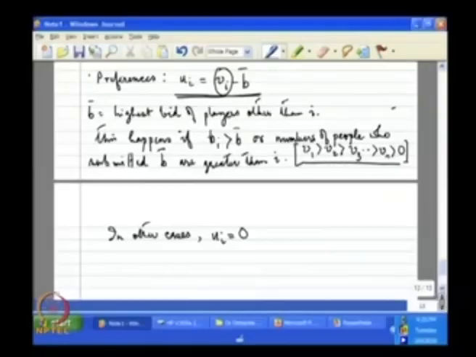Notice it is not necessarily the case that the value Vi minus B bar is positive. It may be 0, and it may turn out to be negative also, because it may happen that a person has a low V but has submitted a very high bid Bi. So a bid can, in theory, be higher than your valuation.